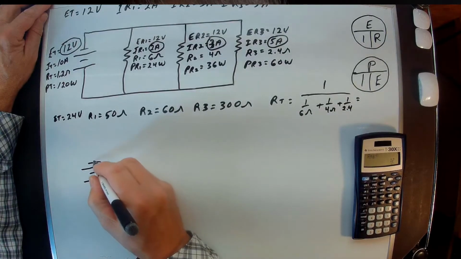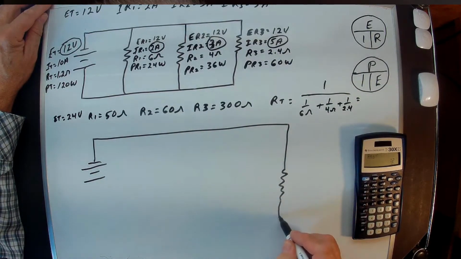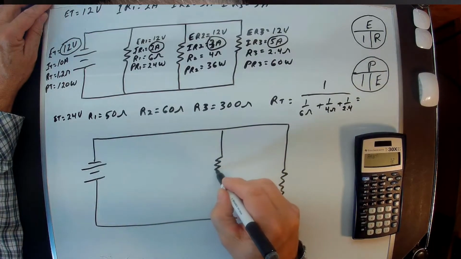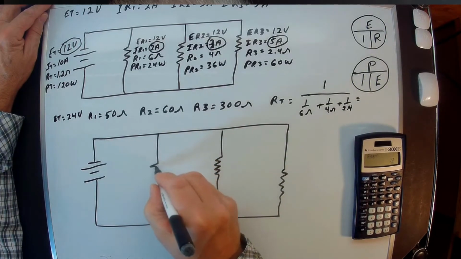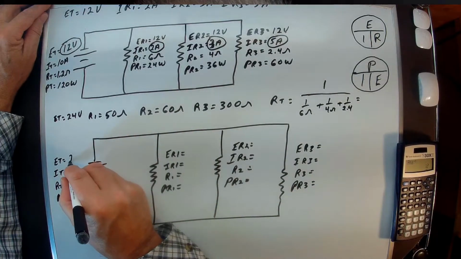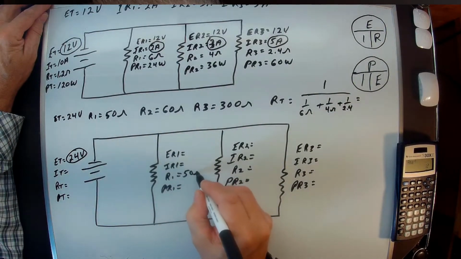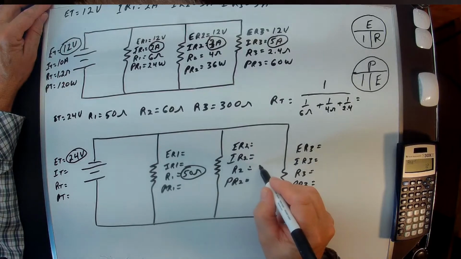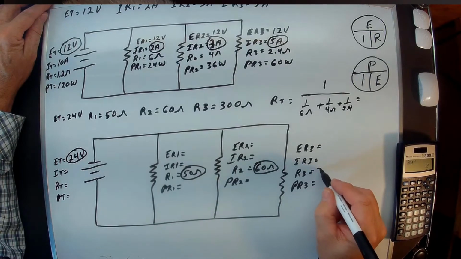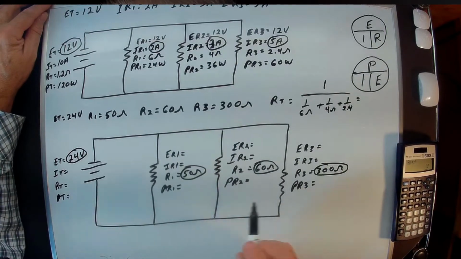Draw a battery here. Ooh, got a little carried away there. That's all right. Get our 3 resistors. All right. Now we put 24 volts. And then we have 50 ohms, and we have 60 ohms, and we have 300 ohms. There we go. So how are we going to work this?